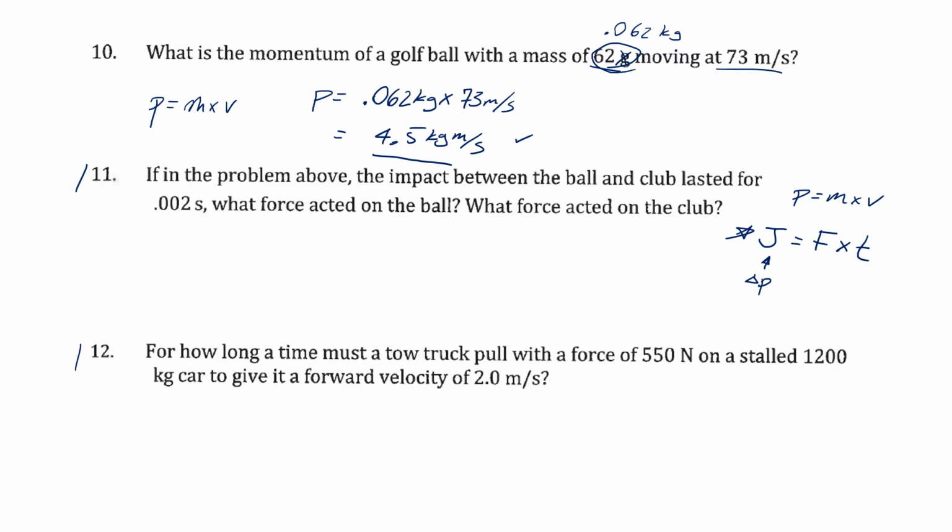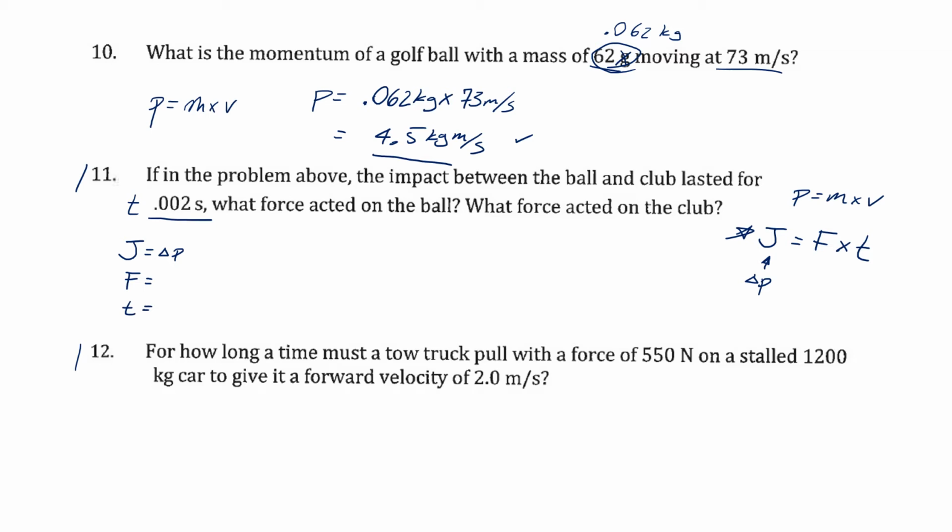So in the problem above, the impact between the ball and the club lasted 0.002 seconds. This is a time. What force acted on the ball? What force acted on the club? Okay, so let's think this through. And let's have a little key here. We need to have our impulse, which is the change in P, and we'll need to have our force and our time.